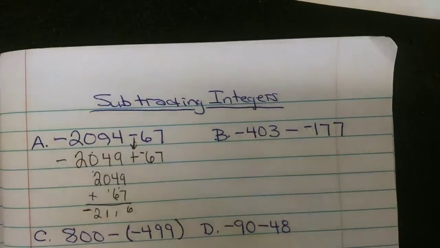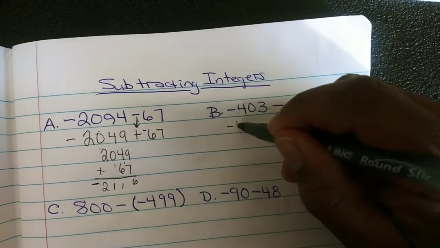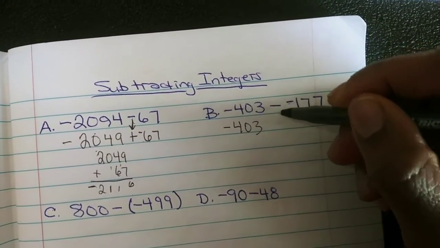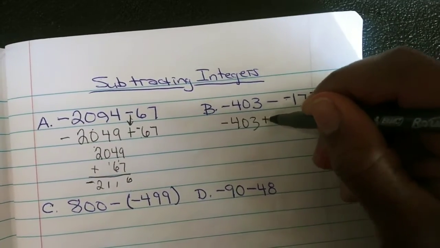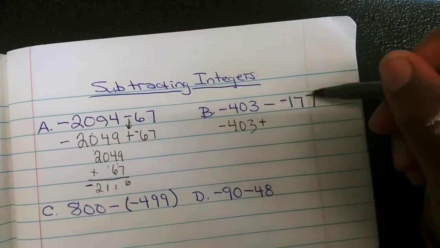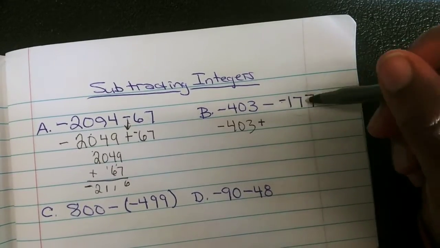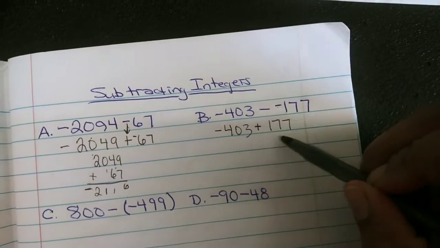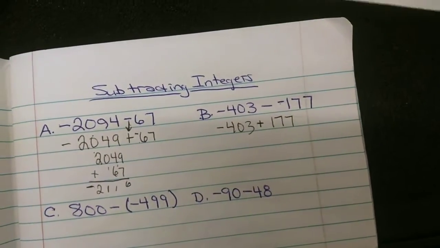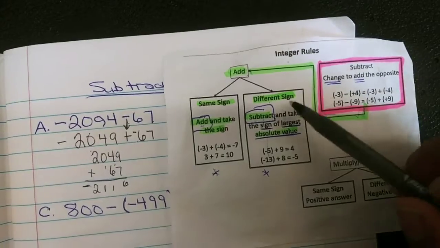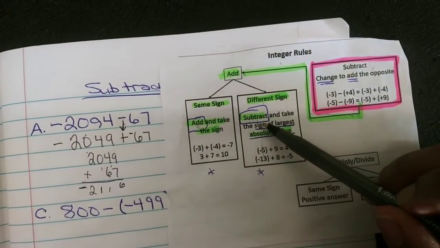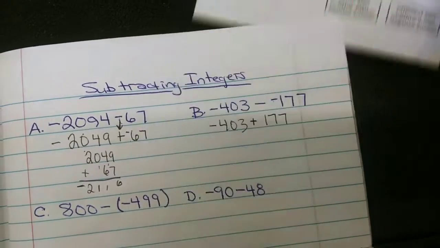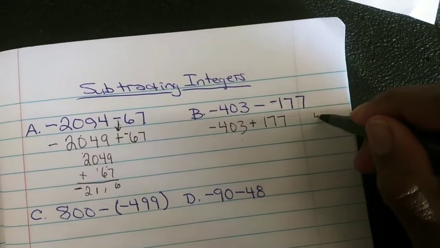Example B. Now we have negative 403 minus negative 177. We keep the first integer. We always change the subtraction sign to addition. That's only when we are subtracting. And then I need to take the opposite of the second integer. The opposite of a negative 177 is a positive 177. Now we're adding two integers. One is negative, one is positive. So using the rule sheet, they have different signs. I am supposed to subtract, okay? And then I'm going to take the sign of the largest absolute value. So let's go ahead and subtract these two.